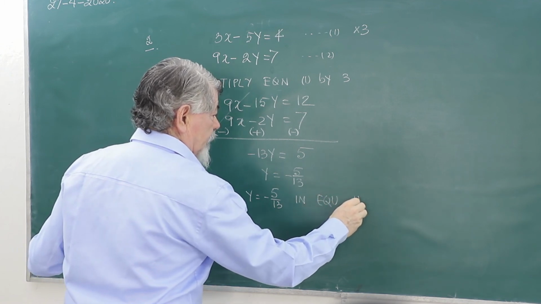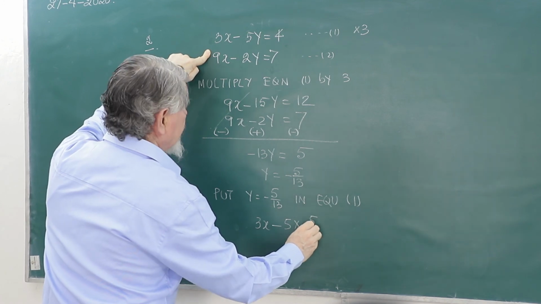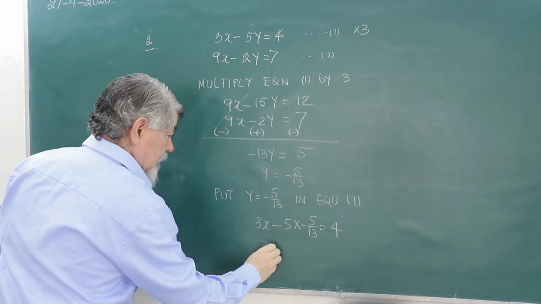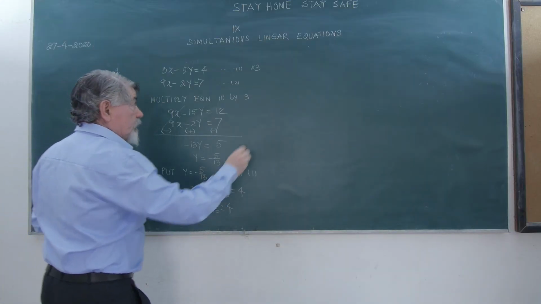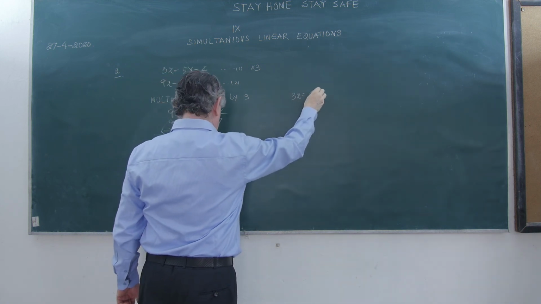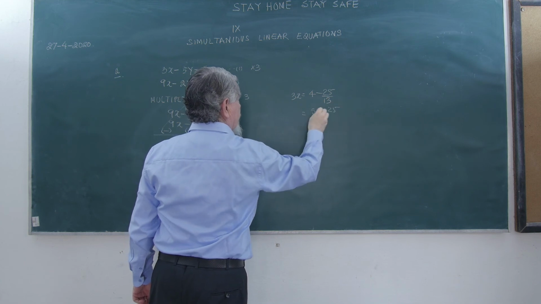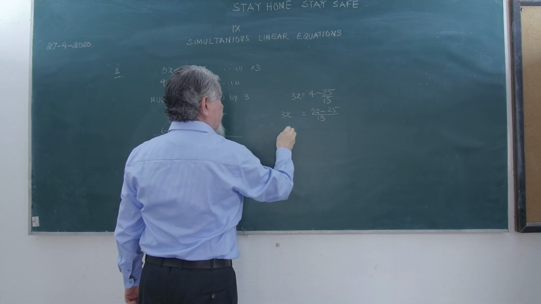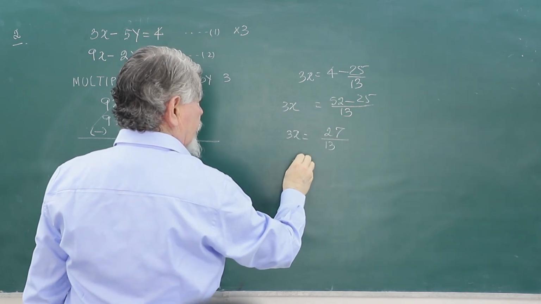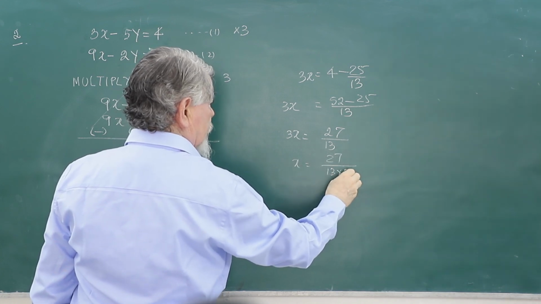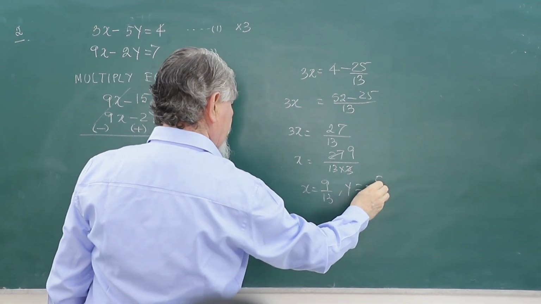In equation 1, 3 into x minus 5 into minus 5 upon 13 is equal to 4. So 3x plus 25 upon 13 is equal to 4. 5 5s is 25. Now transfer, so 3x will become equal to 4 minus 25 upon 13. So 13 4s are 52 minus 25 upon 13 is equal to 3x, or 3x will be 27 upon 13. So x will be 27 upon 13 into 3. So 3 9s are 27. So x is 9 upon 13 and y is minus 5 upon 13.